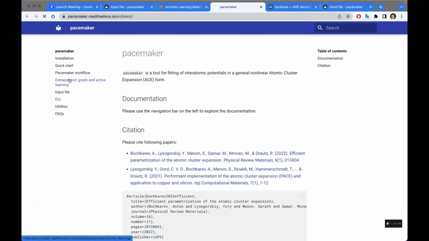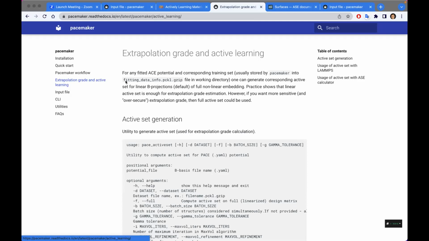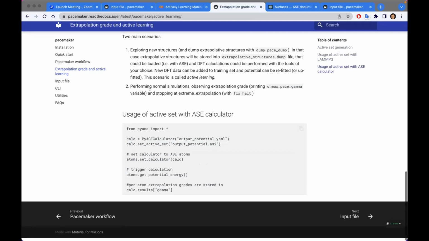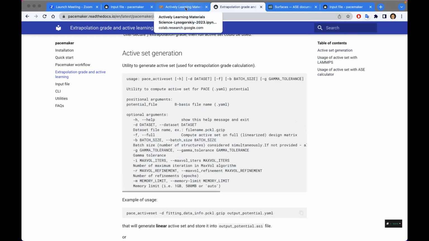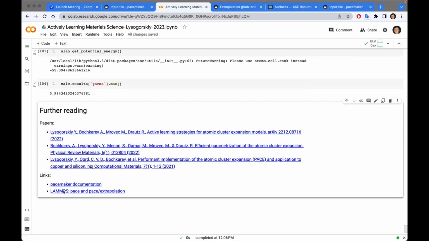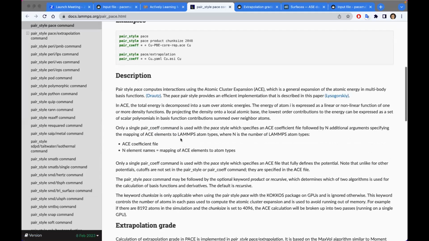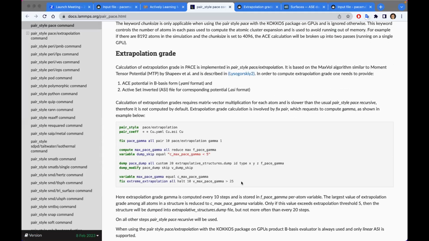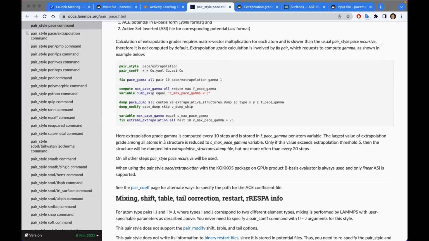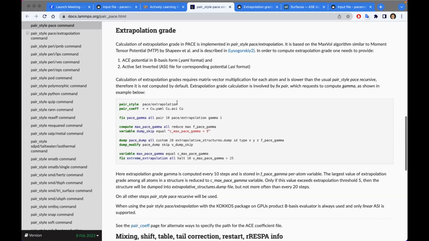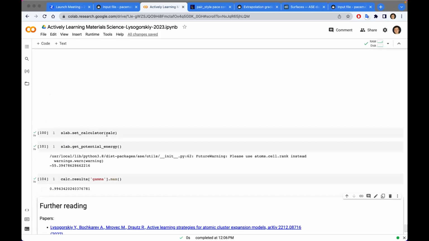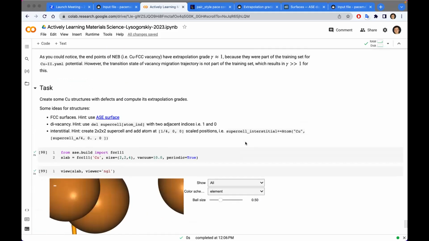There is even a specific section for extrapolation rate and active learning, describing the tools and setups, as well as in the LAMMPS official documentation. We have a section for extrapolation rate and all the snippets for input LAMMPS scripts to make it run with LAMMPS. So I think, yes, in the remaining 10 minutes, just feel free to ask your questions or play with the structure. So yeah, do whatever you want.